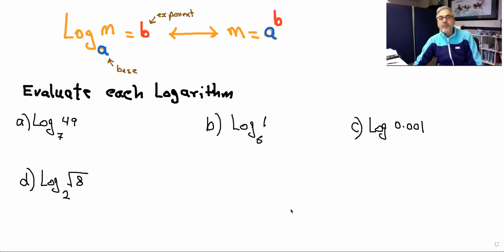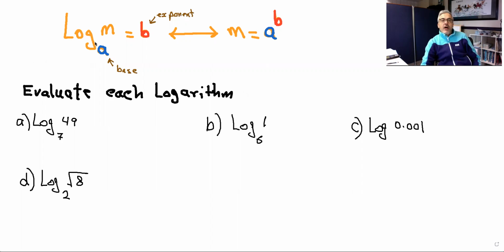Hello. So we are starting the logs section, or the logarithms. The most important thing in logarithms is understanding this right here and how this means this.